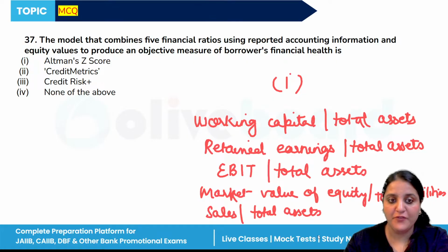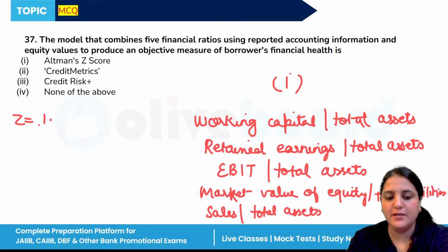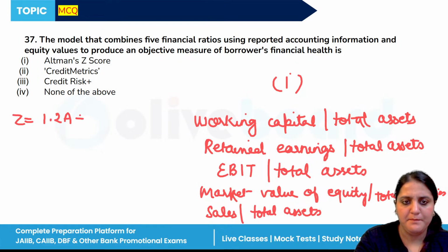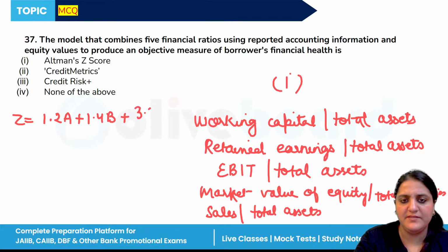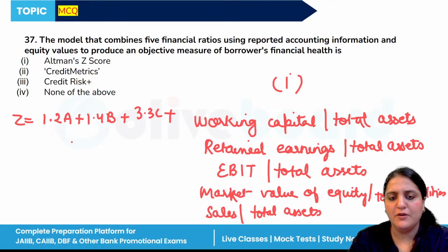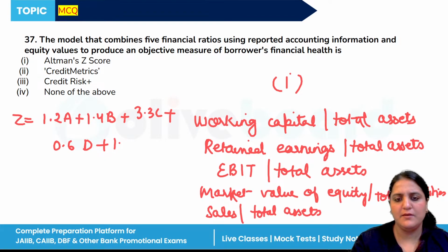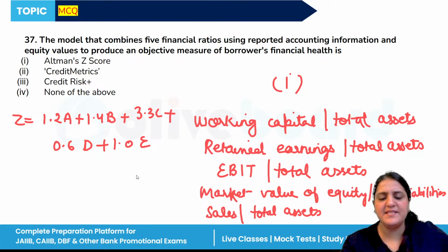And what is the formula of this? Z equals 1.2A plus 1.4B plus 3.3C plus 0.6D plus 1.0E. This is the formula, and here A, B, C, D, E are the 5 different ratios.